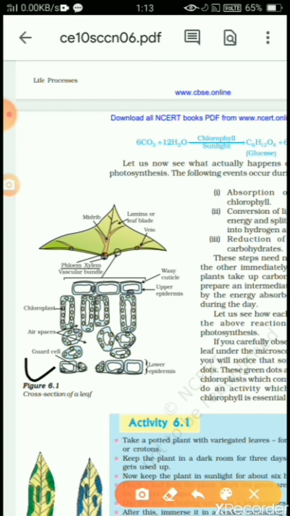and the parts which are labeled here are the lower epidermis, guard cells, air spaces between the leaf. The holes which are present here are chloroplasts, waxy cuticle and upper epidermis. And these are the phloem and xylem which are used to transport food and water materials, midrib and lamina. So prepare the diagram well.